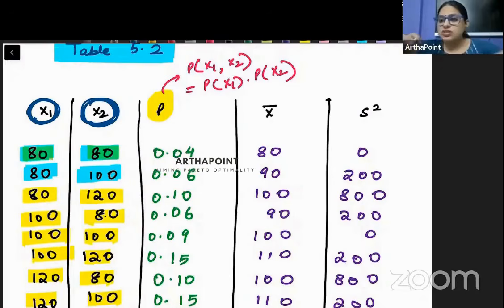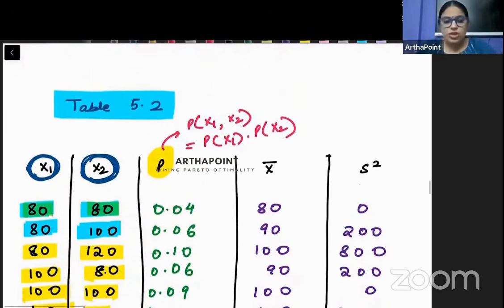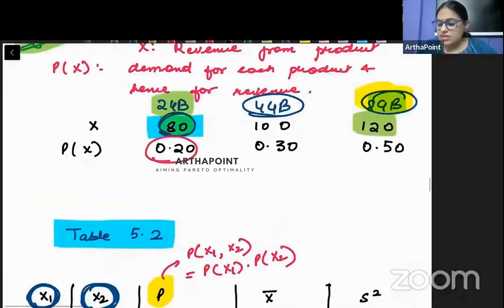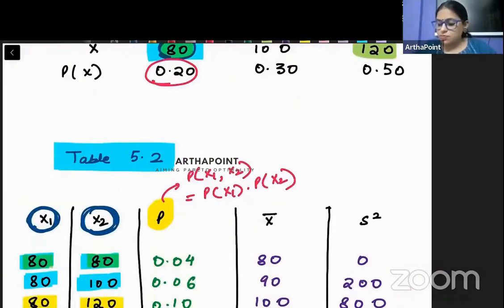ठीक है जी. तो this is what I have done in this case. तो अगर हम 80, 80 को देखते हैं बच्चे, so the probability of 80 is 0.2. So 0.2 into 0.2, this will be 0.04. That is what is coming in the first case. So similarly, I have tried to fill this box.